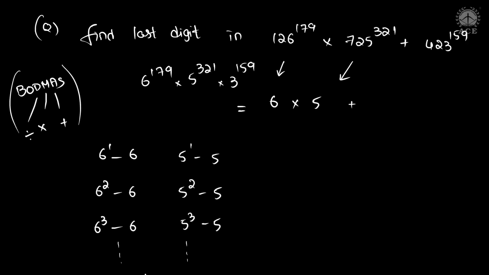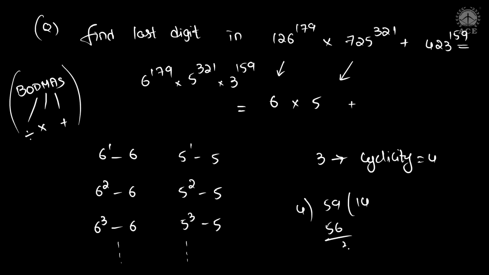6 power anything is ending with 6, 5 power anything is ending with 5. For 3, you should analyze. We know 3 has cyclicity 4. Cyclicity 4 means the power should be divided by 4. So for dividing by 4, the last 2 digits are sufficient, 59. When you divide with 4, 14 times 4 is 56, we have remainder 3. So we should put that 3 here.